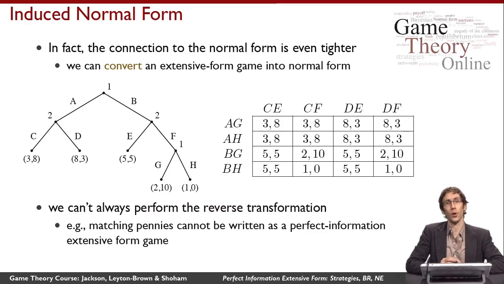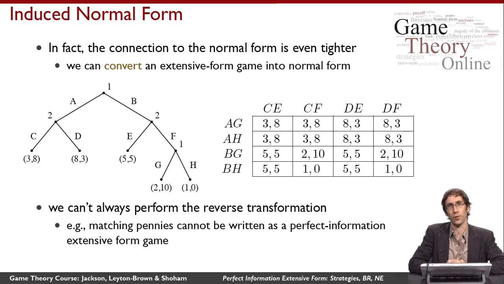Another thing that's important to notice is that we can't always do a transformation in reverse. So you might be curious and wonder, if you give me a normal form game, can I make a perfect information extensive form game out of it? And the answer is, in general, no. This kind of special structure that you see to the game where payoffs are repeated is kind of important.